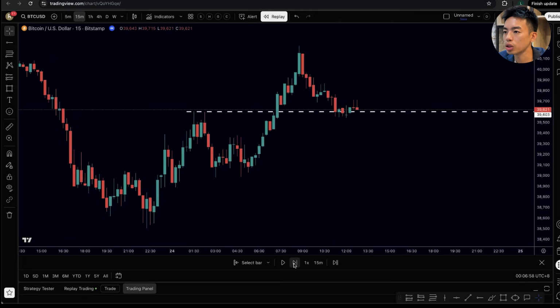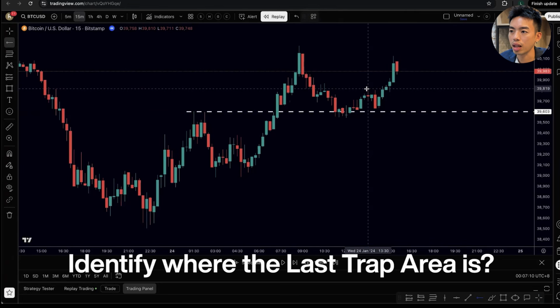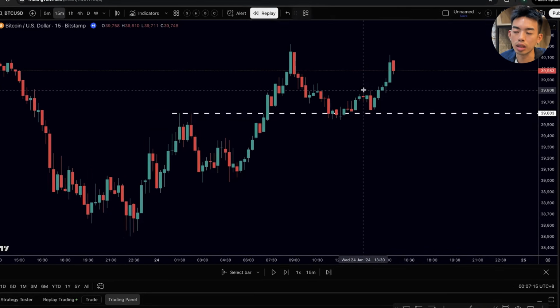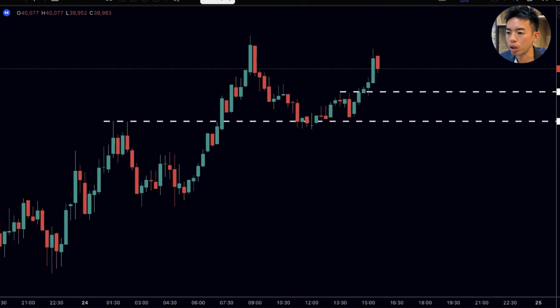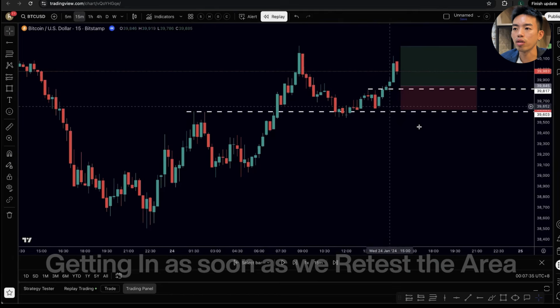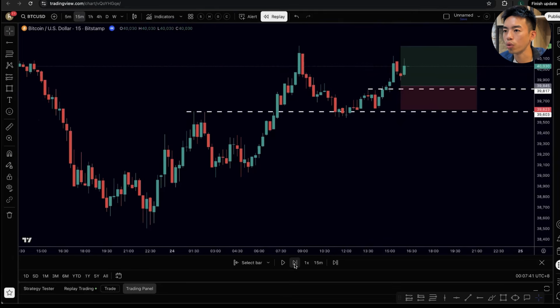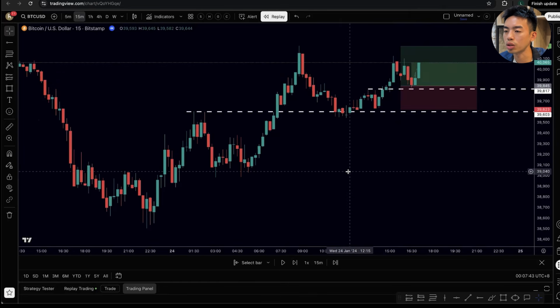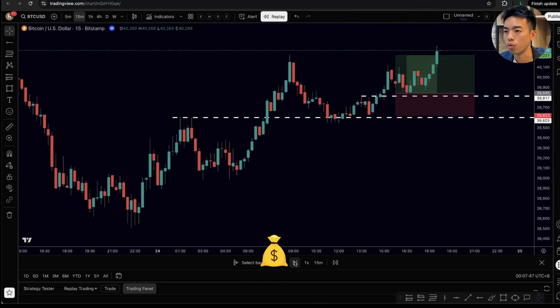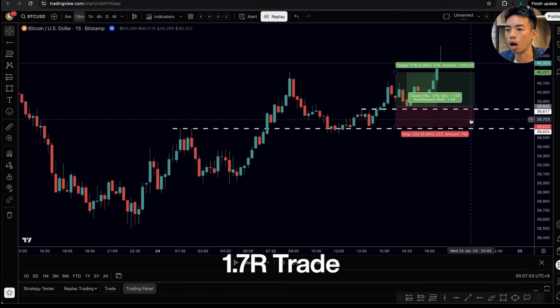So if we play this forward, we see another reaction from the sell side, and there we have it, sellers are now trapped. Once sellers are trapped, identify where the last trap area is. In this case, it will be right around here. Now what you want to do is get in as soon as we retest that area. If we reach that area, that's where you want to be getting in for the release. Okay, if you play this forward, we see a reaction pip perfect into that area and then reaching target just like that. This trade alone would net you a 1.7R profit.